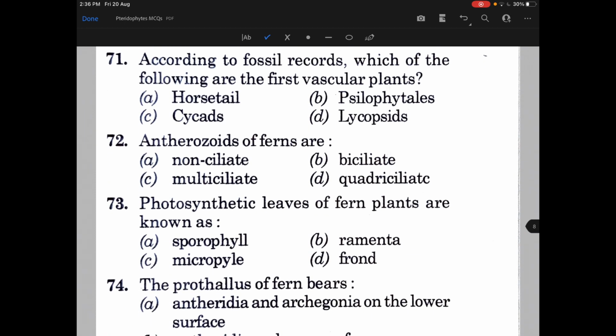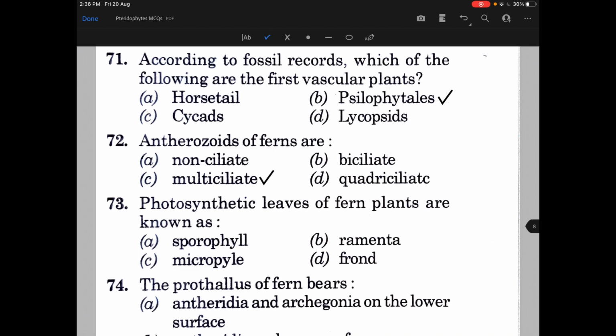Next, according to fossil records, which of the following are the first vascular plants? The answer is B, that is Psilophytales. Next, antherozoids of ferns are dash. The answer is C, that is multiflagellate.